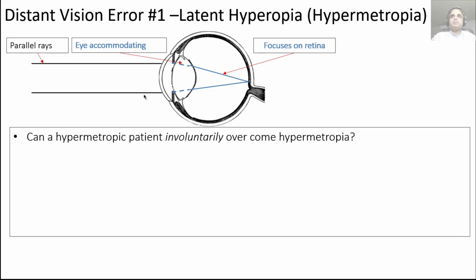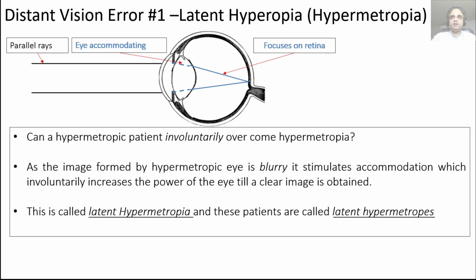Remember, if you remember this thing, it will clear up a lot of confusion. So this hypermetropic patient will involuntarily accommodate. And if this patient has enough accommodative amplitude to overcome his or her refractive error, the refractive error would be masked. The patient would not even know of the refractive error, and this is called latent hypermetropia. And these patients are called latent hypermetropes. It is latent simply because the patient does not know he has hypermetropia, because the effect of accommodation in this patient has involuntarily overcome the refractive error.